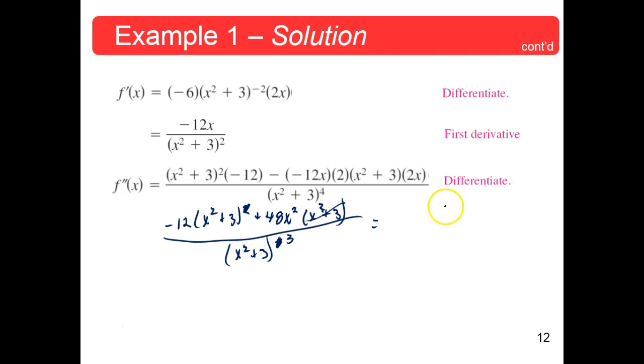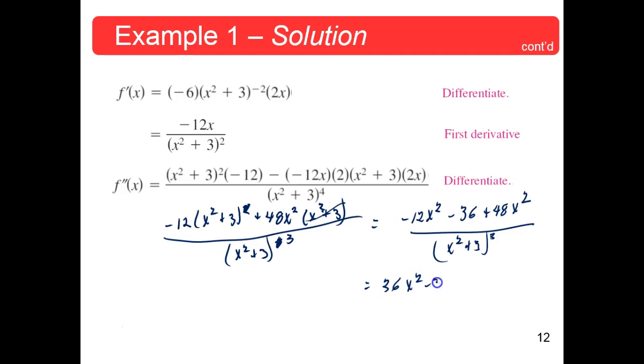they skip steps, I can tell. Minus 12x squared minus 36 plus 48x squared over x squared plus 3 cubed. And then combine those two and you get 36x squared minus 36. This is where I messed up before. x squared plus 3 cubed, and then factor out the 36 times x squared minus 1 over x squared plus 3 cubed. Okay, that's the one to go on.